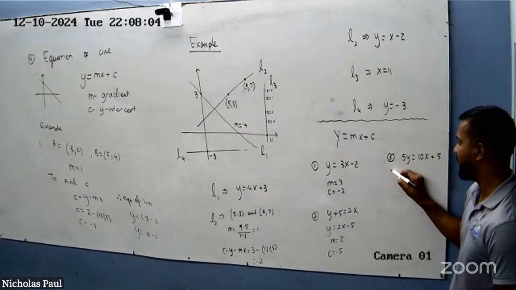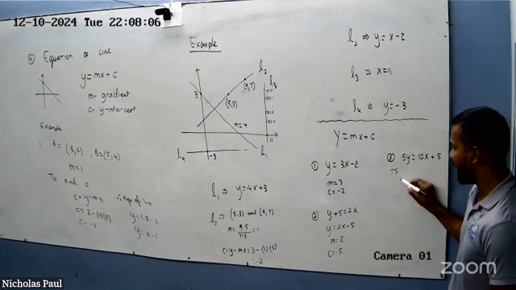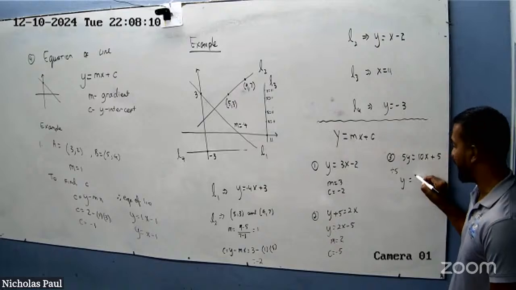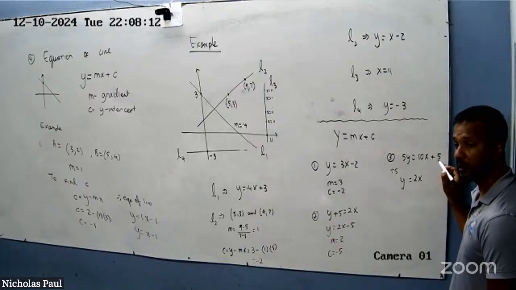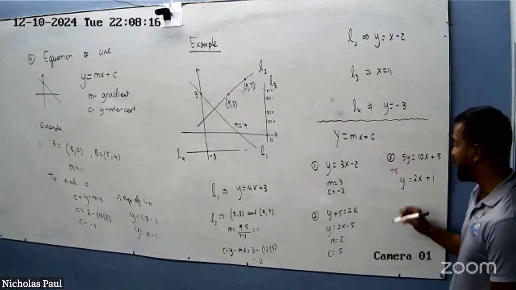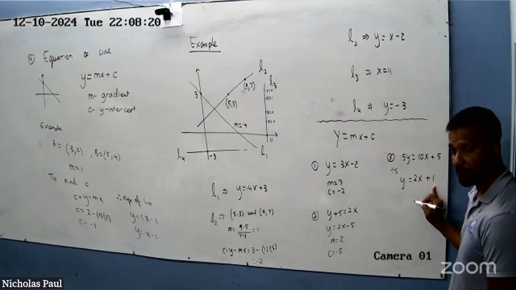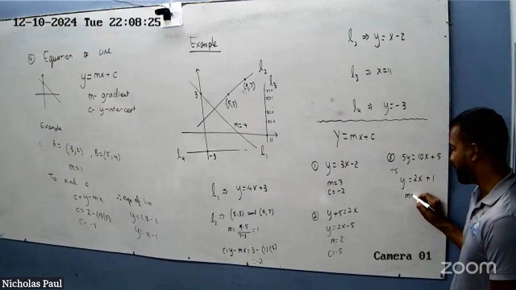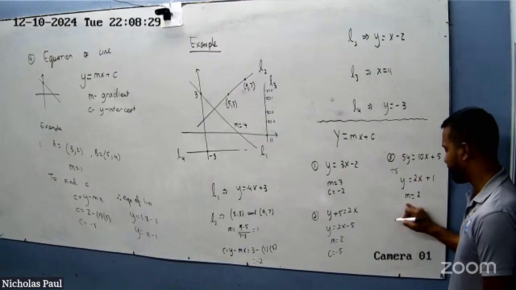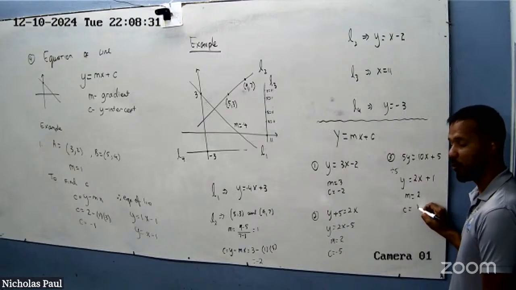Right, so divide everything by 5. So here I'll get y, here I will get 2x, and here I'll get 1. So everything should be in the form y is equal to mx plus c. That's okay? Yeah. Now we can read off m, and c, which is 1.